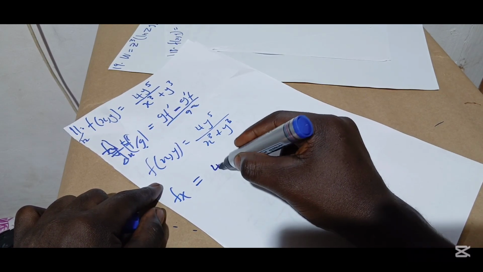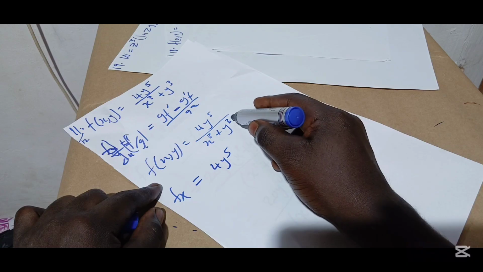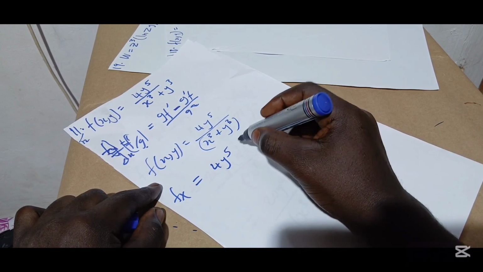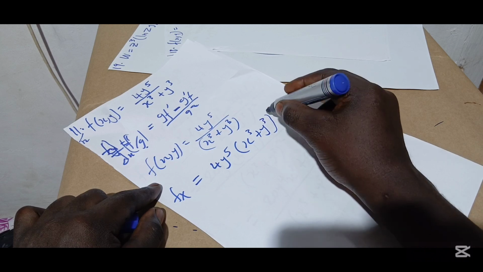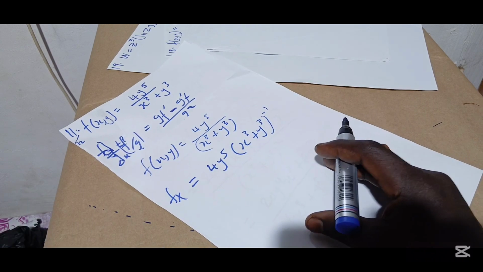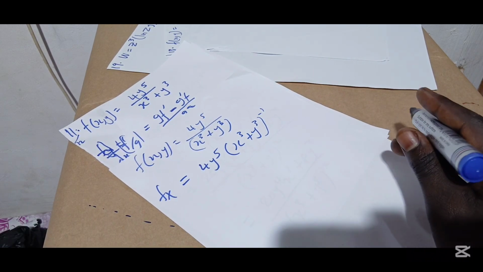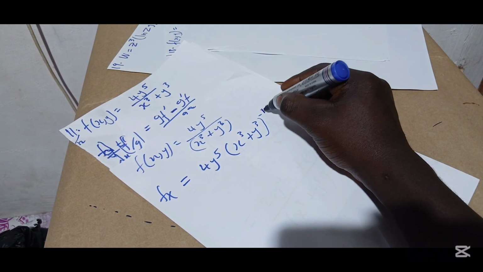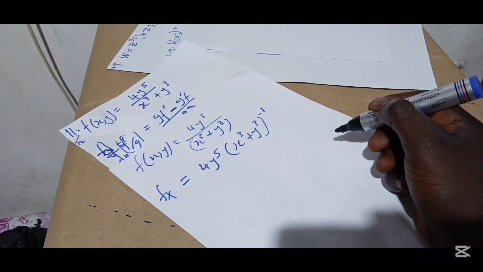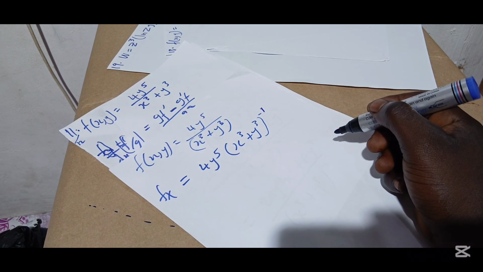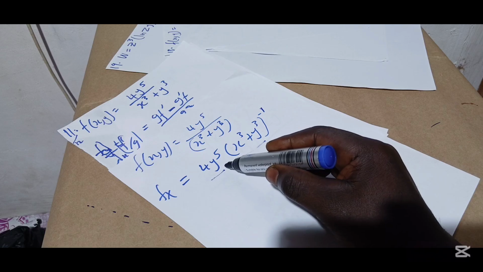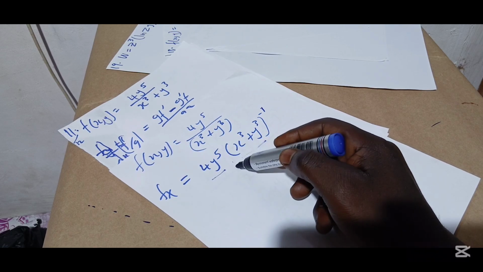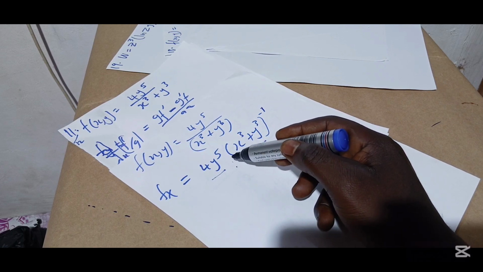So we have the numerator 4y to the power 5. This one, let's bring it up. It's going to be the inverse, to the power of minus 1. So in this case, we can use the chain rule to solve this problem. This is one term and this is also another term. You can see that it's a product problem, and this also applies to the product rule.